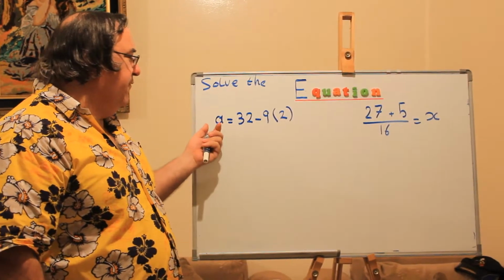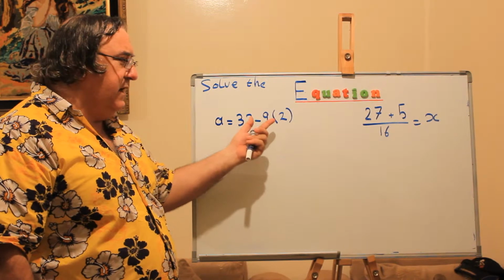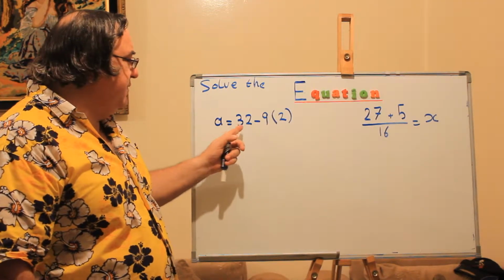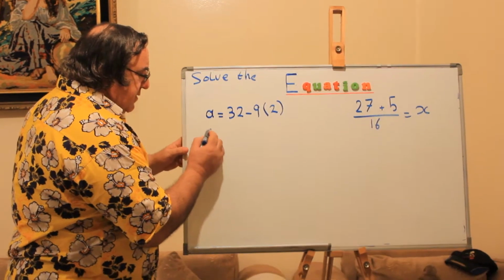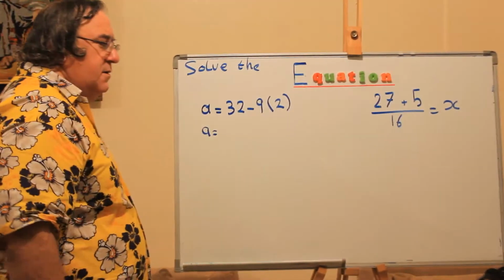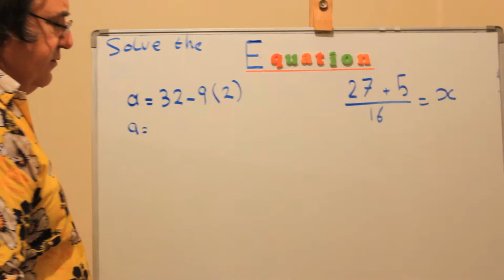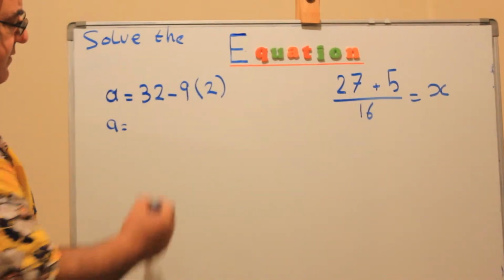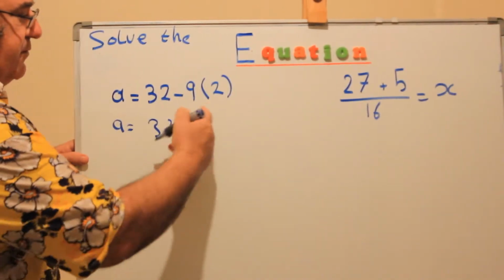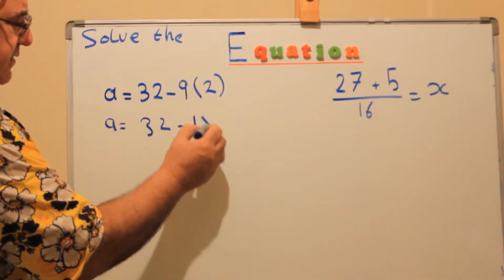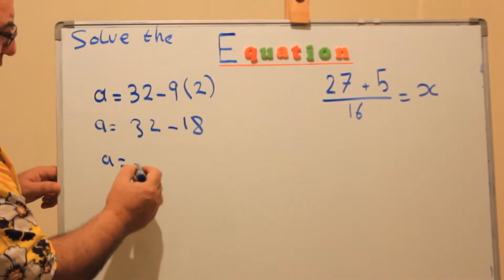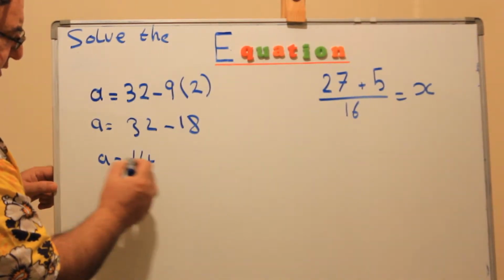So it means you have to find the value of this variable a. So this is the equation, a equals 32 minus 2 into 2. You know the PEMDAS. If you don't know, we'll make another video for that. So 32, you start with the parentheses. So minus 18. So a will be equal to 40.